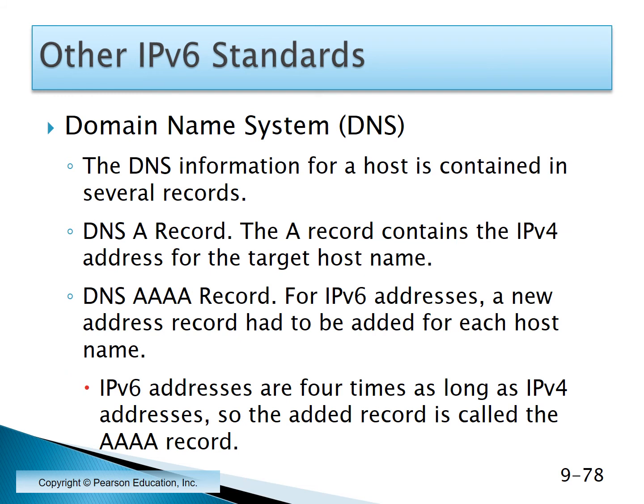So there are other IPv6 standards that we need to pay attention to. For example, the DNS. The DNS information for a host is contained in several records. Originally, for IPv4, it's just a DNS A record. The A record contains the IPv4 address for the target host name. And then for IPv6, we call it the DNS AAAA record. So a new address record had to be added for each host name if it has an IPv6 address. IPv6 addresses are 4 times as long as IPv4 addresses, so the added record is called the AAAA record, or the quad-A record.